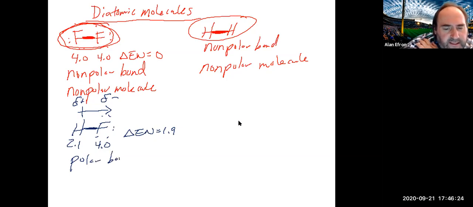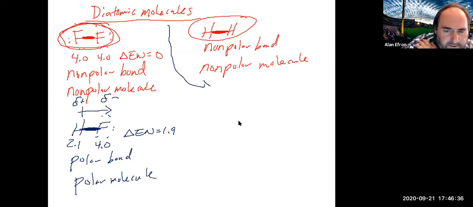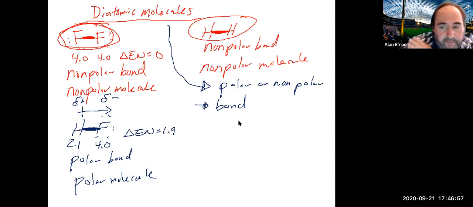And the same reasoning here: this is the only bond in this entire molecule, which means that this molecule would be a polar molecule. So diatomic molecules are really easy to determine if they are polar or nonpolar, and it's basically looking at the bond. If the bond is polar, the molecule will be polar. If the bond is nonpolar, then the molecule will be nonpolar. That's because there is only one bond in the entire thing, so if that bond is polar or nonpolar, the whole thing is going to be that.